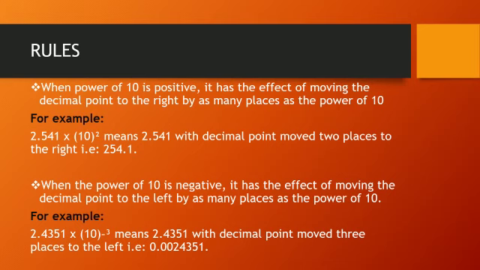There are some rules for scientific notation. When the power of 10 is positive, it has the effect of moving the decimal point to the right by as many places as the power of 10. For example, 2.541 into 10 raised to power 2 means 2.541 with decimal point moved 2 places to the right, that is 254.1. The other rule is when the power of 10 is negative, it has the effect of moving the decimal point to the left by as many places as the power of 10.